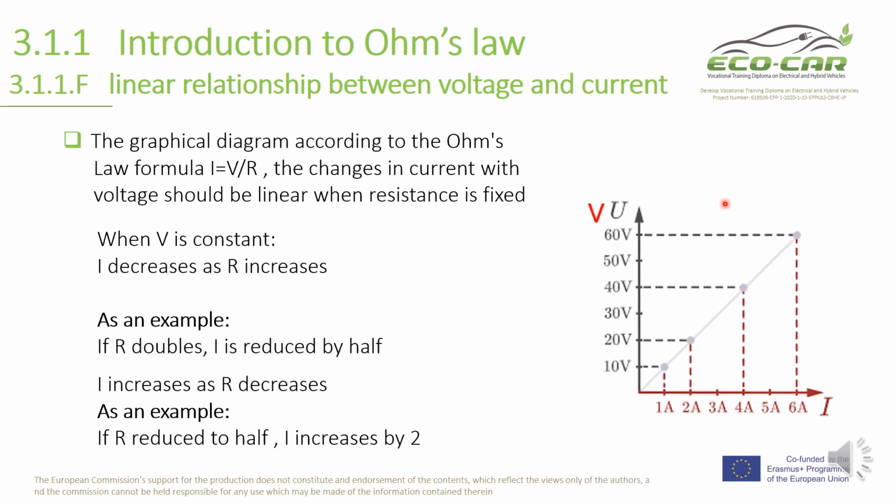This is the graphical diagram to see the relation between voltage and current, which is linear. So when the voltage is increased from 10 to 60 volt, current is increased from 1 to 6 ampere.